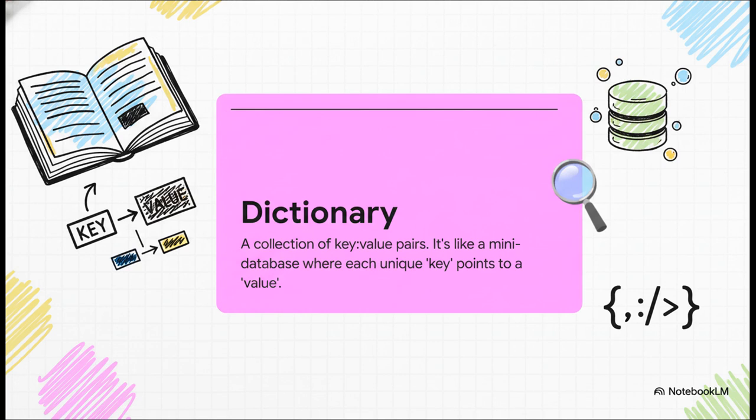Well, at its heart, it's just a bunch of key-value pairs. The best way to think about it is like a real dictionary. You look up a word, that's the key, to find its meaning, that's the value. It's the super flexible little mini database you can build right into your code. And hey, if you've ever worked with JavaScript, this is going to feel a lot like a JS object.